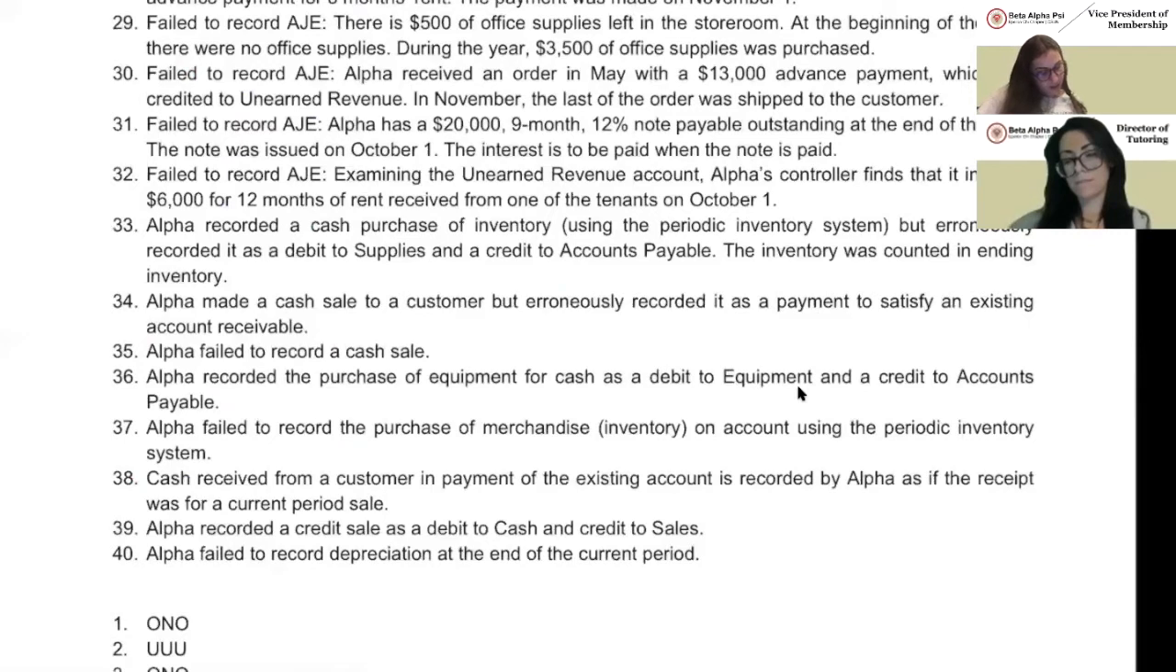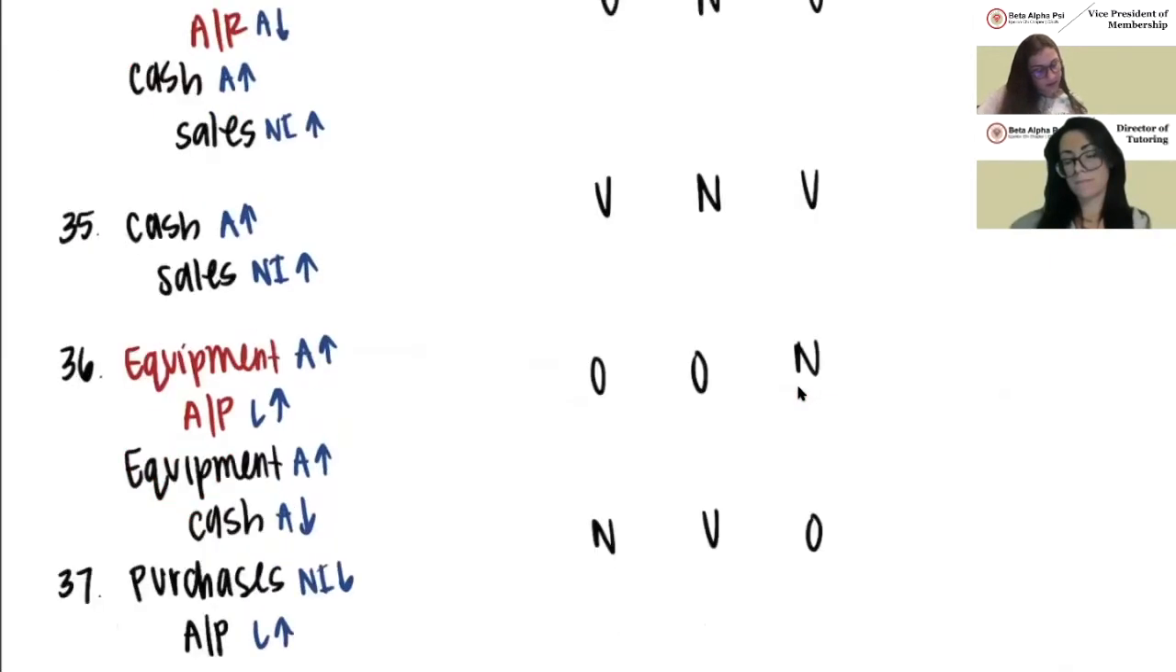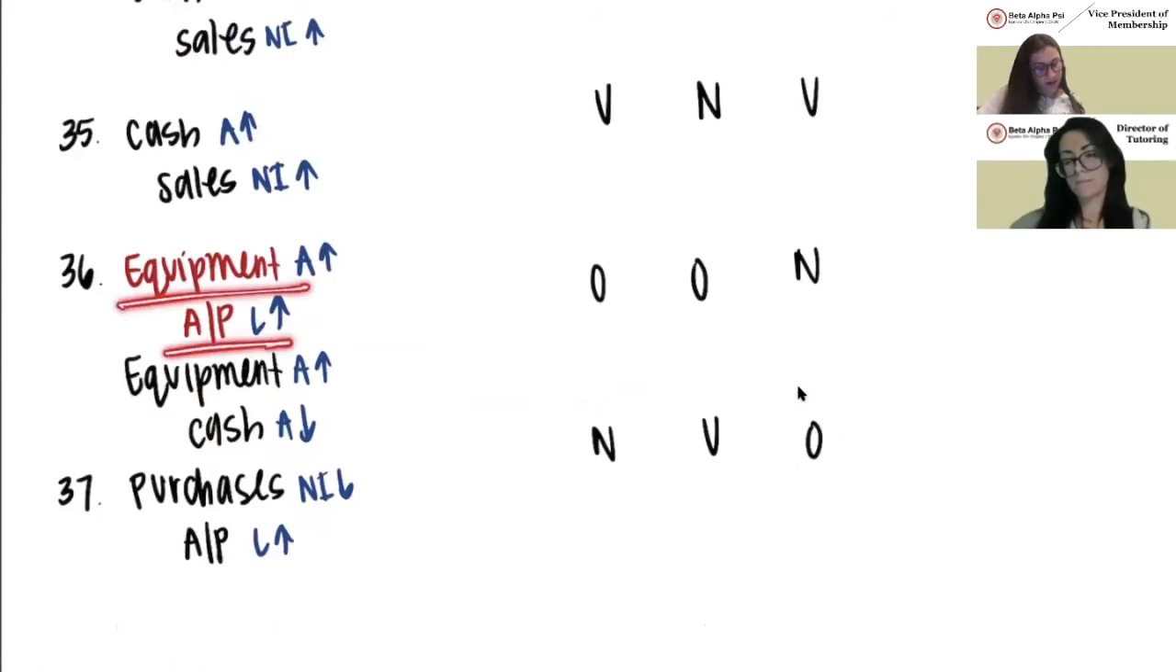36. Alpha recorded the purchase of equipment for cash as a debit to equipment and a credit to accounts payable, but they paid cash for it, so there's a mistake here. They did a debit to equipment and a credit to accounts payable when they should have done a debit to equipment and a credit to cash. So the debit to equipment was correct, so we don't really have to pay attention to that. But the accounts payable increased our liability when the cash should have been decreasing our assets.